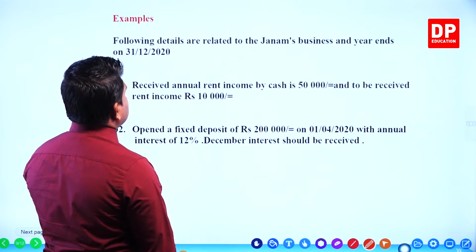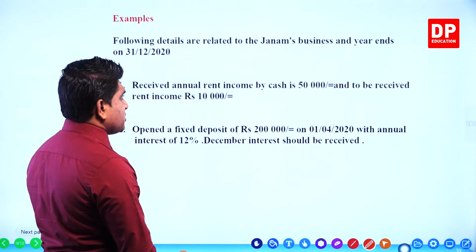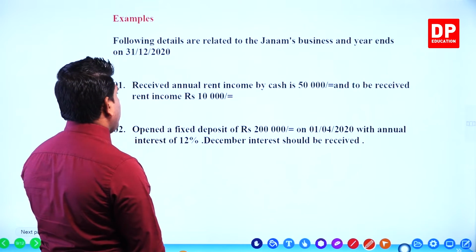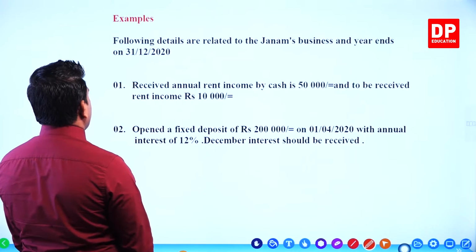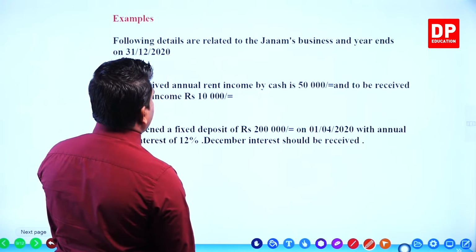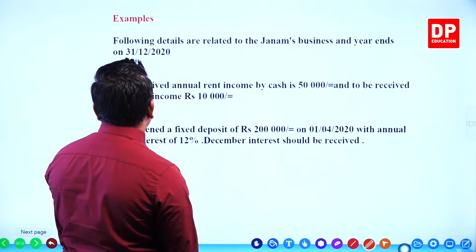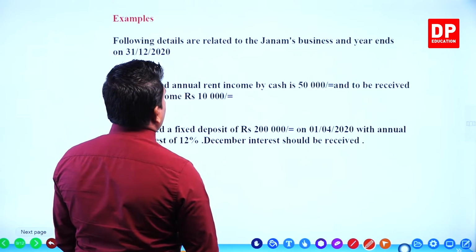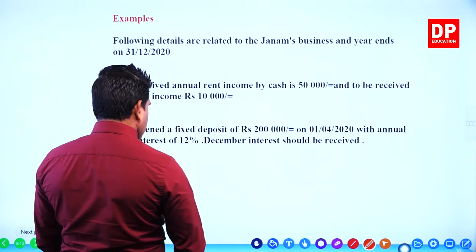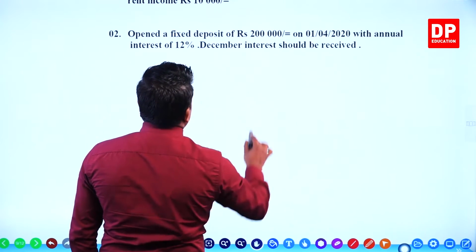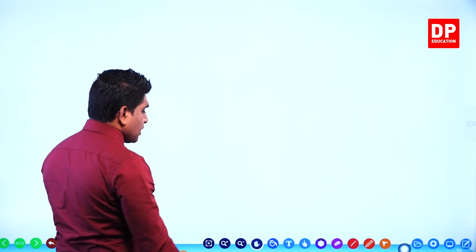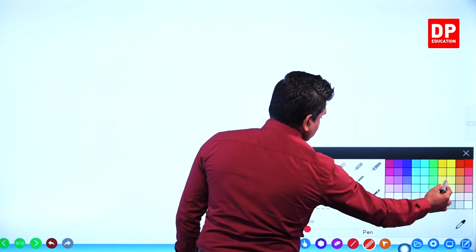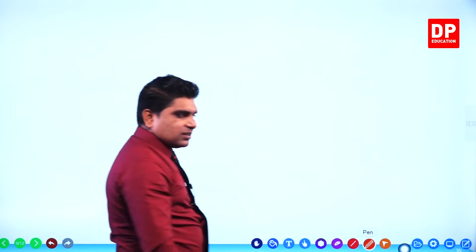Okay, these are the two adjustments. Example: the following details are related to Janam's business, and the year ends on 31st December 2020. Received annual rent income by cash 50,000 and to be received rent income 10,000. We try to do this. I use another color.